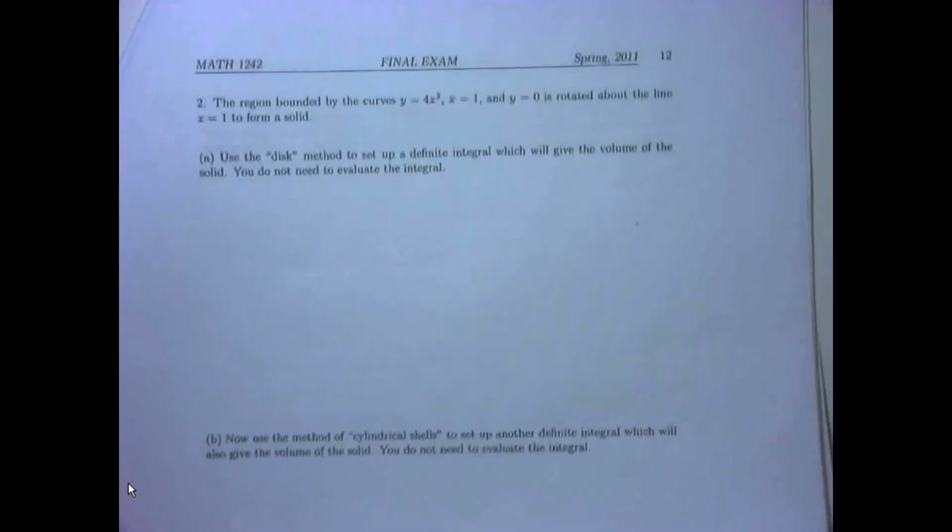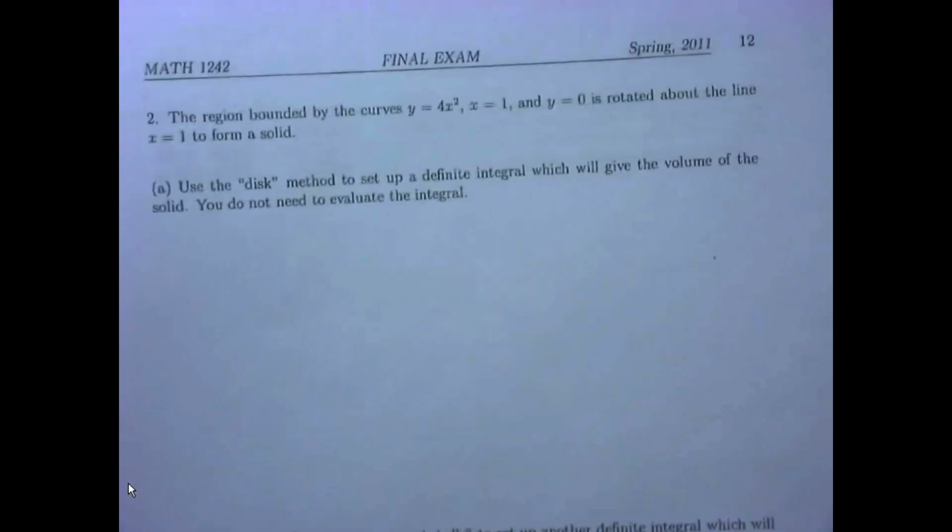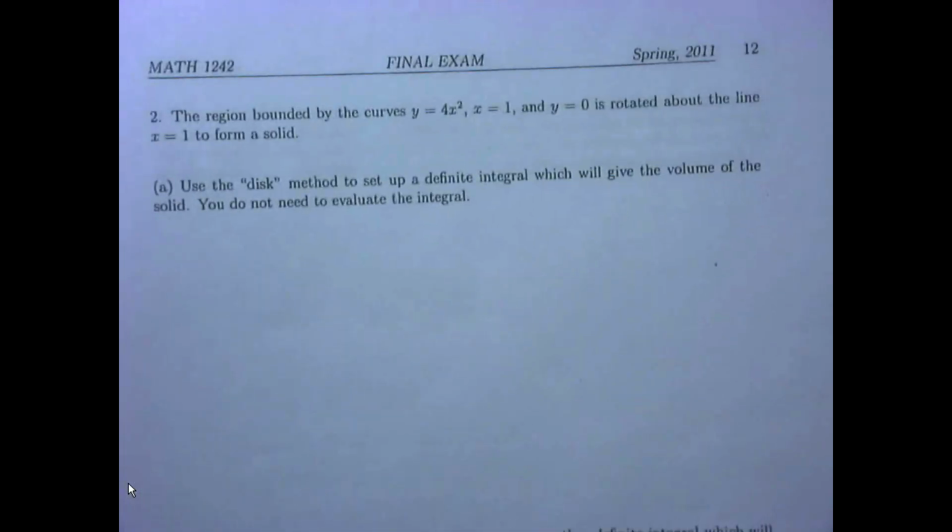Well, things got a little better on the next one. Here we go. Get a little confidence back after that first problem. The region bounded by the curves y equals 4x squared, x equals 1, y equals 0 is rotated about the line x equals 1 to form a solid. Yay, volume problems. Disk or washer method.